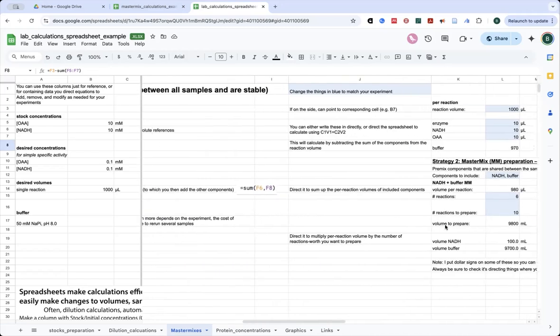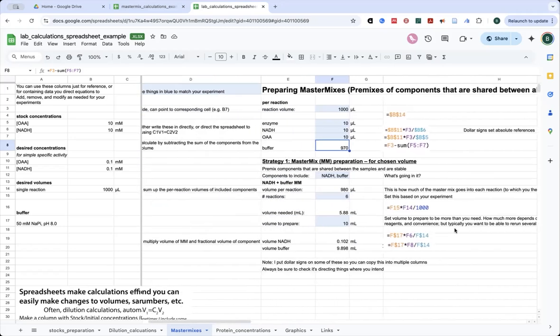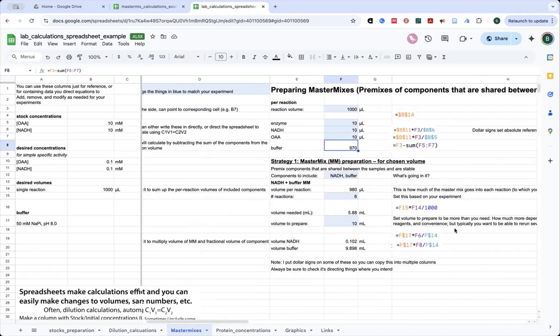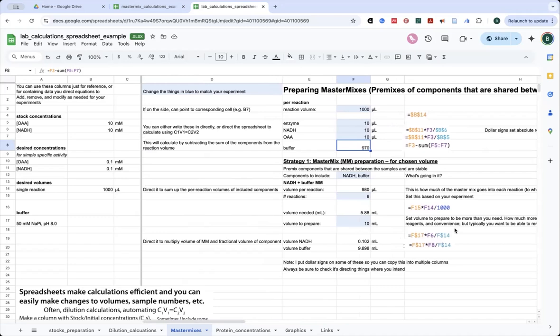So I use different ones at different times, and I have shown you examples of how you could use both of these in a spreadsheet. You'll have to change things depending on your needs, but here's just the basic walkthrough.